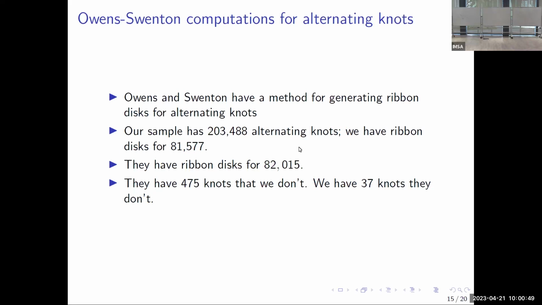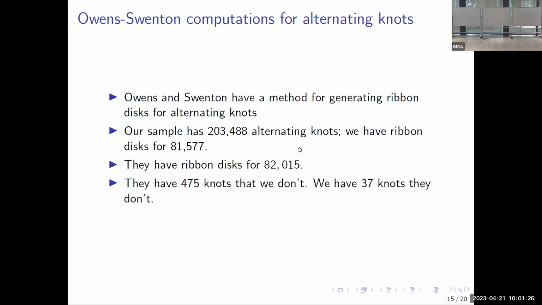Of the alternating knots, they were able to find with their method, which was kind of different, ribbon disks for, I think it says 475, but now it's something like 200-something knots that we didn't have disks for, and then we had 37 knots that they didn't have with their method. They just had this method for generating ribbon disks for alternating knots that is somehow alternating-knot specific.